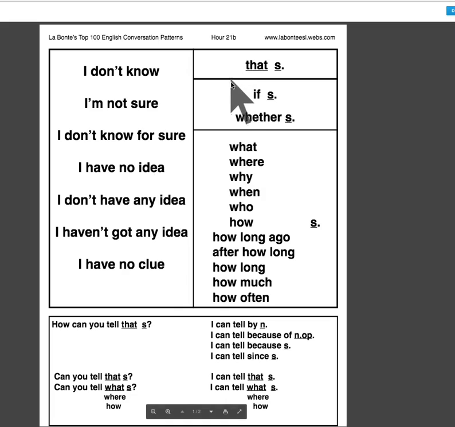On the side here you see three divisions. I have no idea he likes her. I don't have any idea she can't go. The difference between the first and the second group here is that in this section, it's things where there's no doubt that something is a fact. For example, he's rich. Well, I didn't have any idea he was rich. That is optional. I have no idea she doesn't like him.